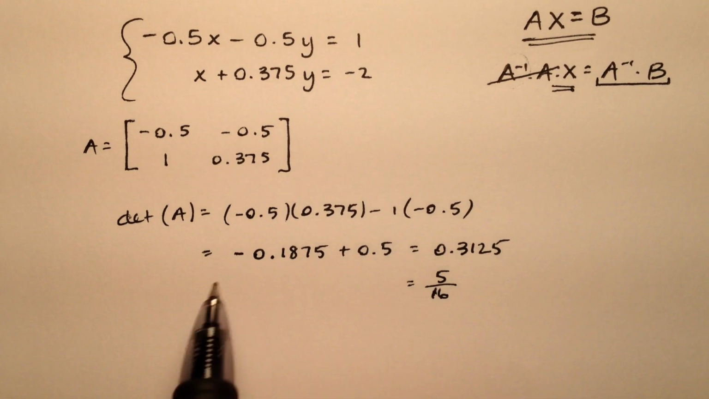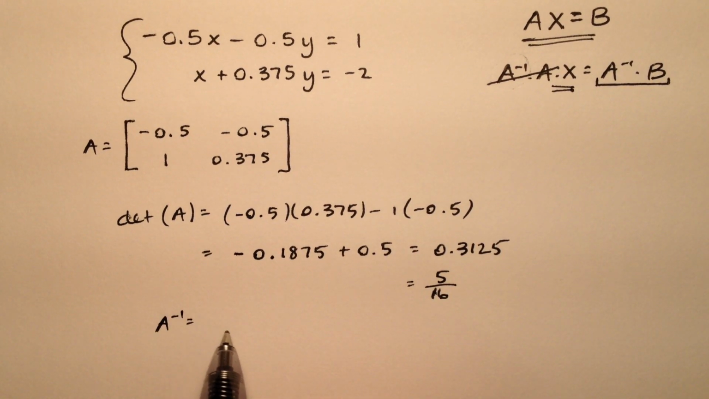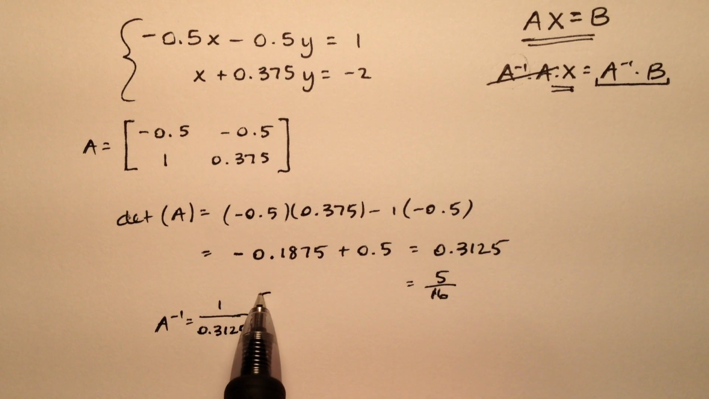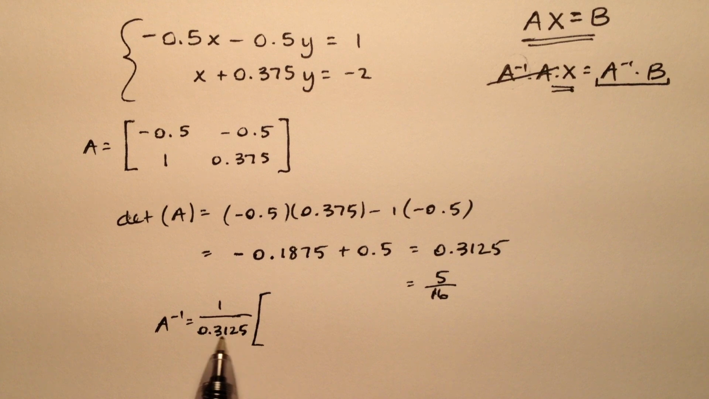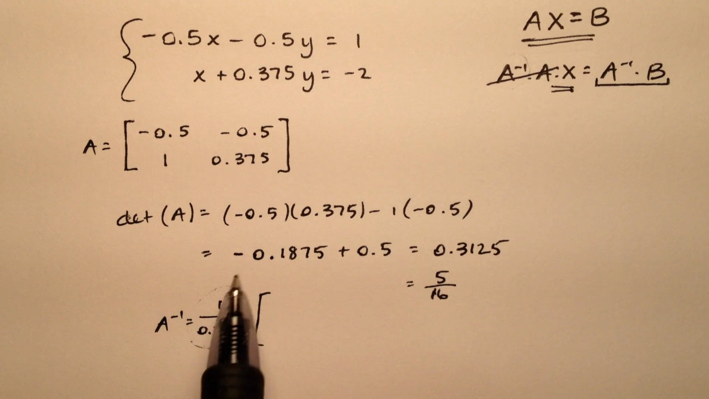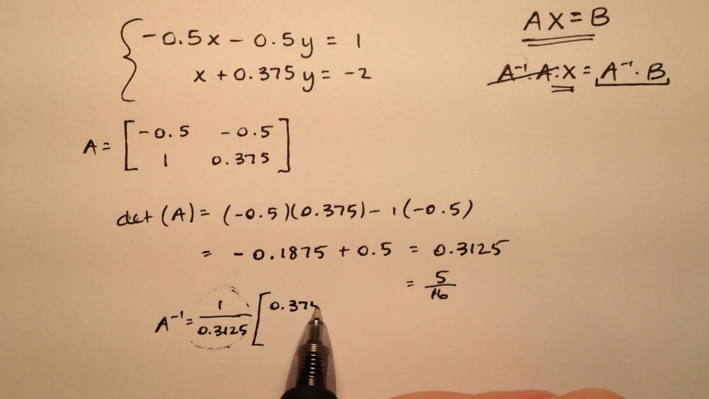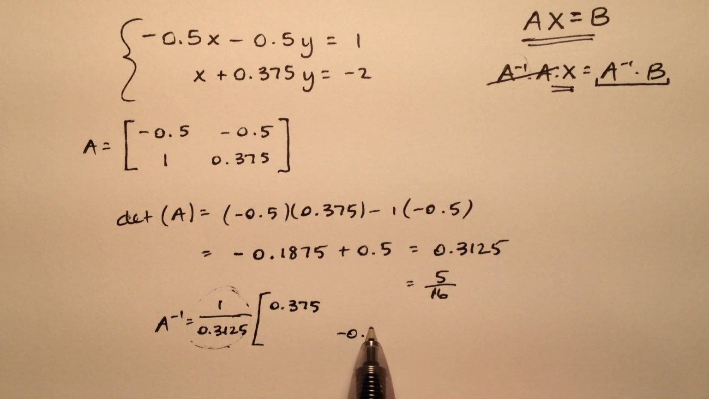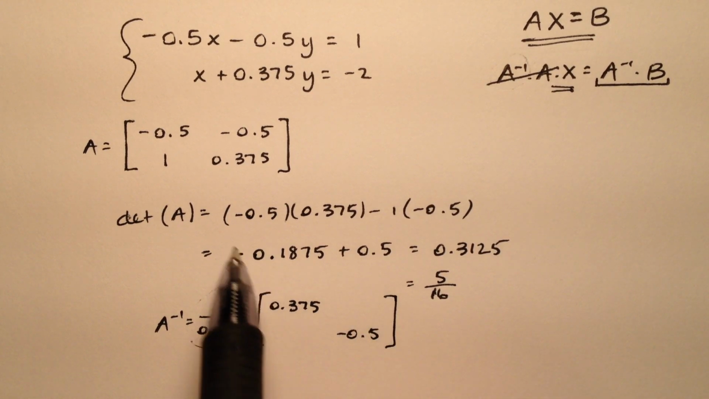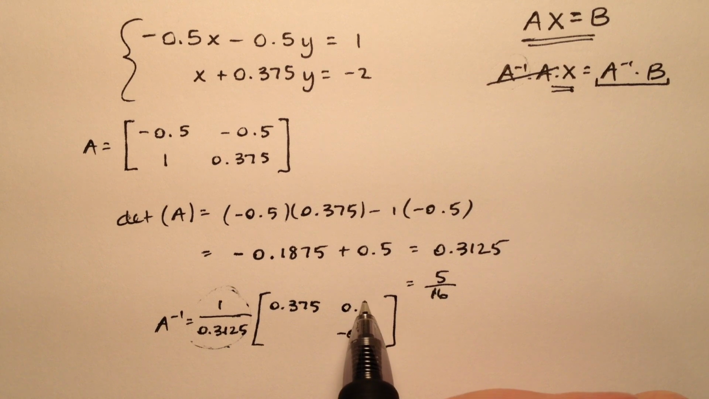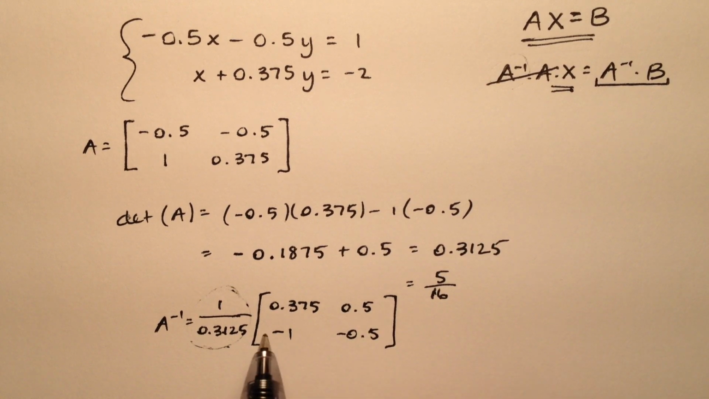Because in order to find the inverse, it's going to be 1 over my 0.3125, which is nice because if I can make this a fraction, I'm just going to ultimately take the reciprocal of the fraction, 1 over that. So let's go ahead, we're going to switch the order of that main diagonal, and I'm going to change the signs of my minor diagonal elements.